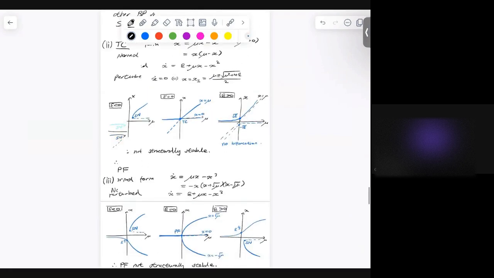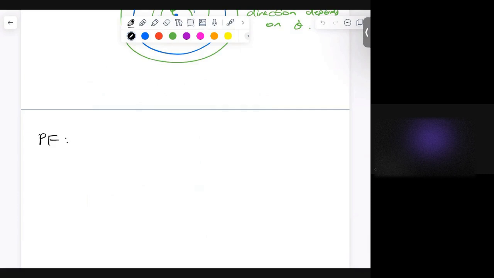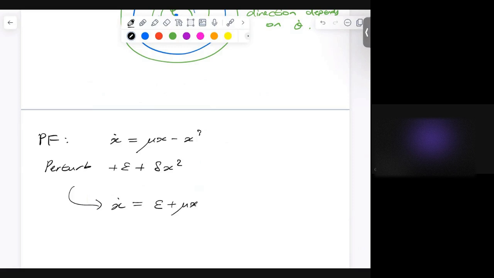So the pitchfork, we have mu x minus x cubed. Let's try that. And let's add a perturbation with, let's say, plus epsilon, plus delta x squared. So now we have x dot is equal to epsilon plus mu x plus delta x squared minus x cubed.